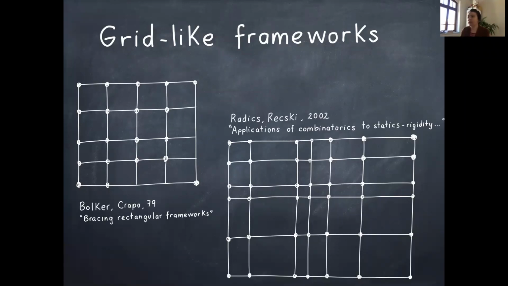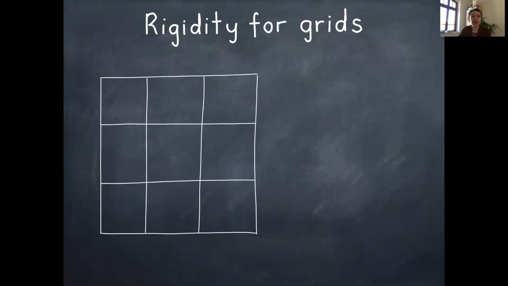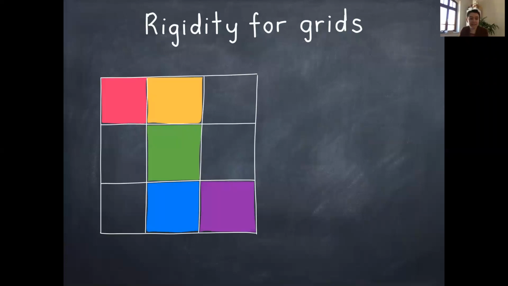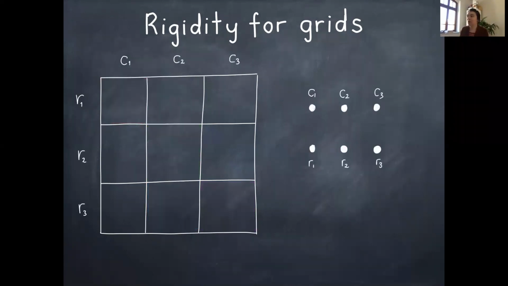So let me recall it. Whenever you have a grid like this and you want to make it rigid, we can put some diagonals in the faces of the squares. And here, instead of using diagonals, I'm going to use plates just to keep the parallel with the initial quasicrystal structure that we considered. So the theorem says that to make the framework rigid, what we do is we create a graph where our nodes are the columns and the rows of our framework.